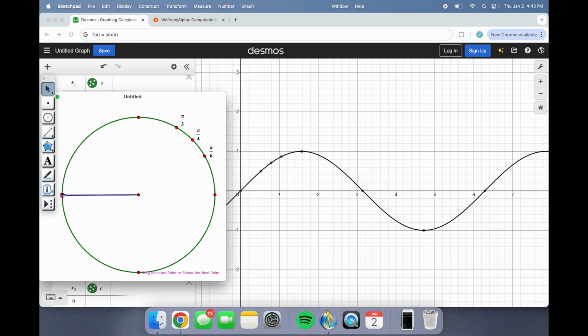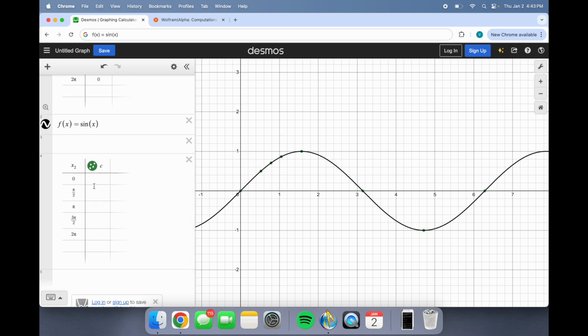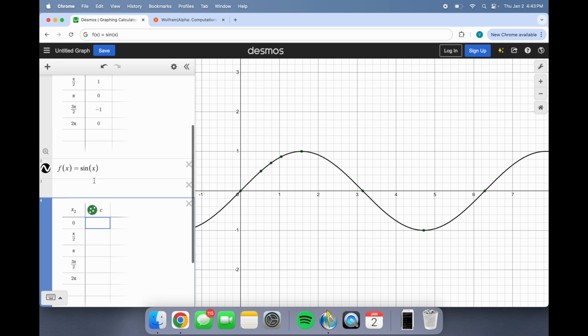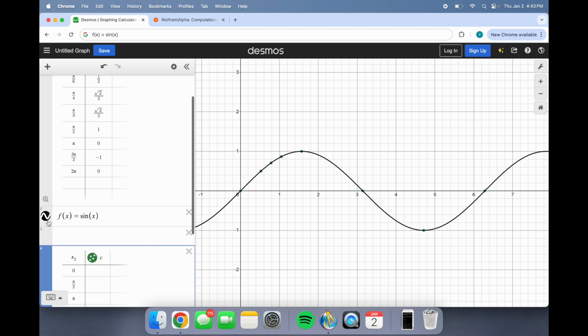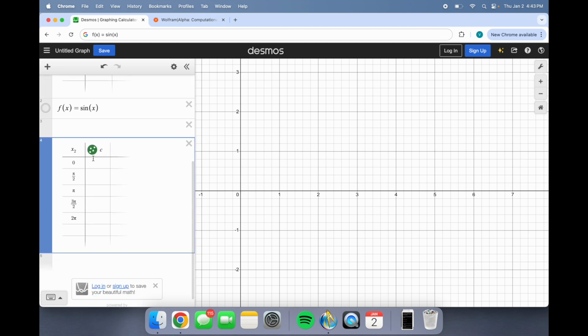Okay. Now, what about cosine? Let's see. So cosine, we can do something similar, right? First let's hide the sine, and then we can plot the same values for cosine. So can you plot these values for cosine?